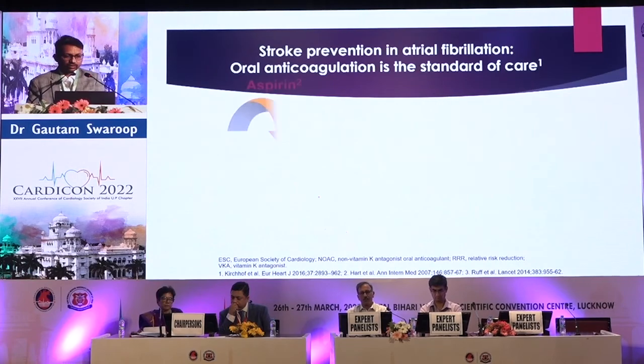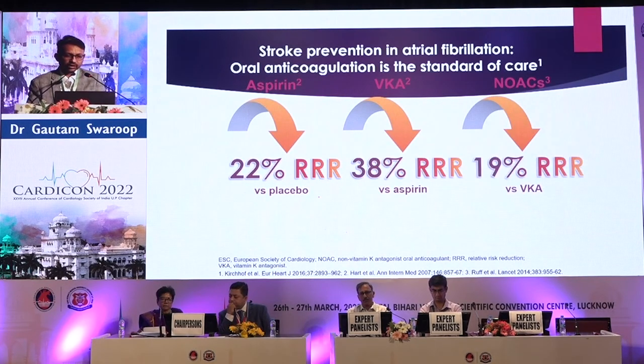If we talk about stroke, we all know that the main risk of atrial fibrillation is that the incidence of stroke is very high in AF patients. So, our goal is how best we can prevent stroke with drugs. It started with aspirin, and it was seen that there is a 22% relative risk reduction compared with placebo. Then things moved forward, and we saw vitamin K antagonists like warfarin or acenocoumarol, and it was shown that there is a 38% relative risk reduction as compared with aspirin.